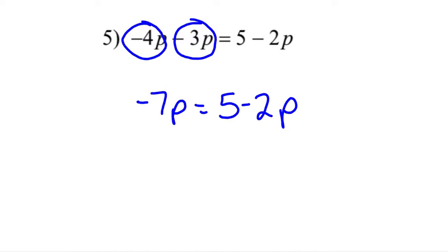5 minus 2p. Now, some of you will like to move the smaller variable over so you don't have any negative variables.